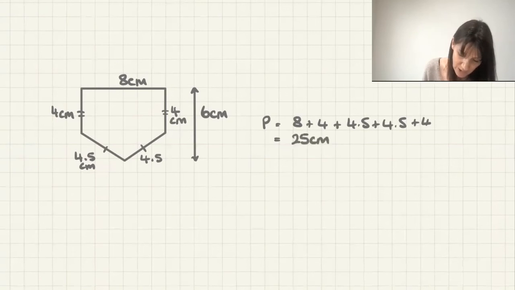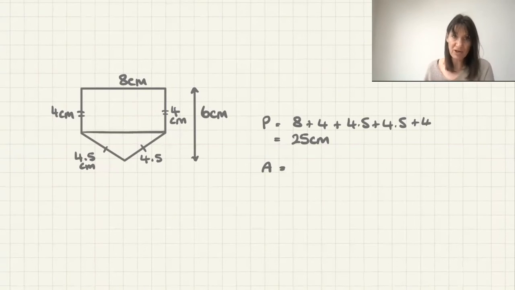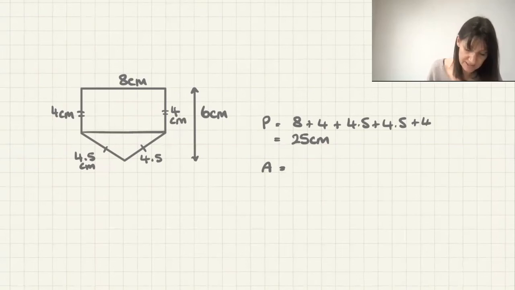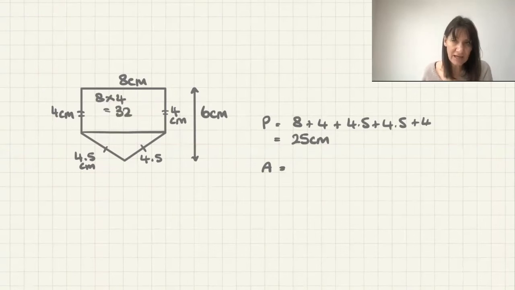And then I can get to work on the area. So the split has to be here. So I've got my rectangle and my triangle. The rectangle is nice and straightforward. 8 times 4, which is 32. My triangle, however, is not quite so straightforward.